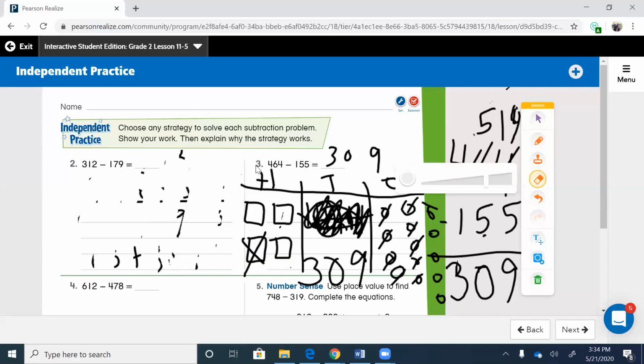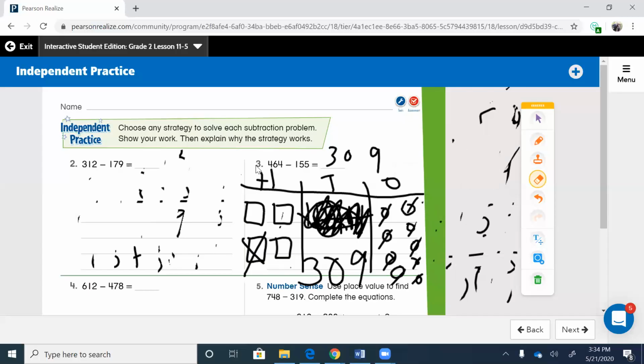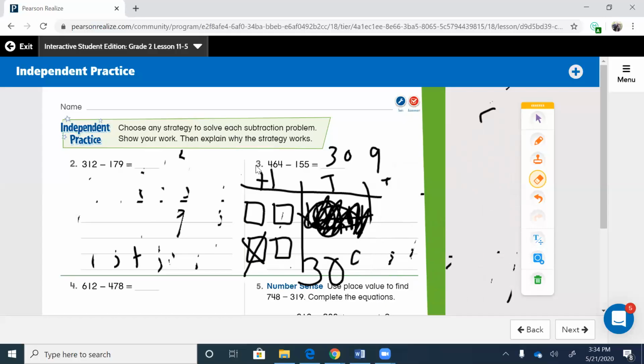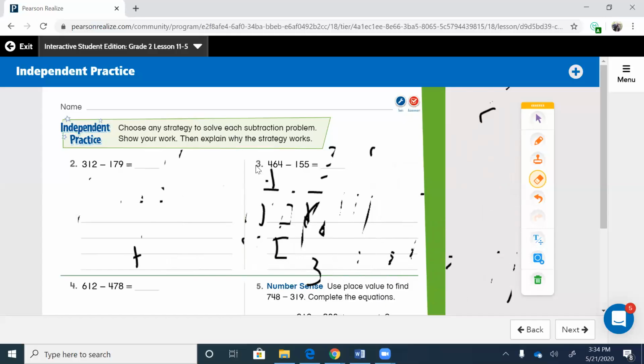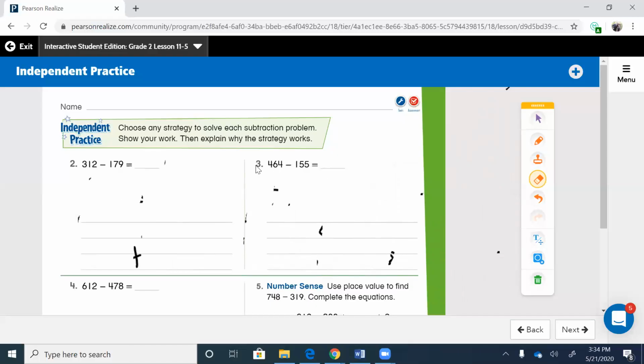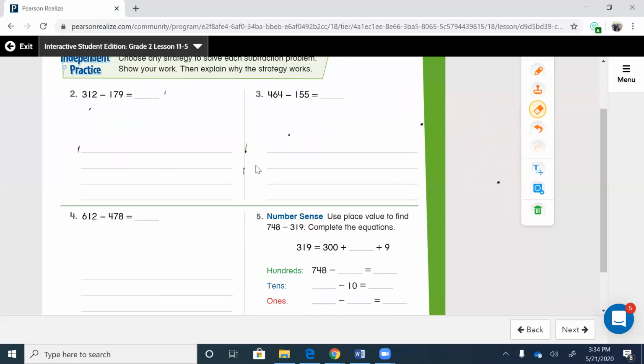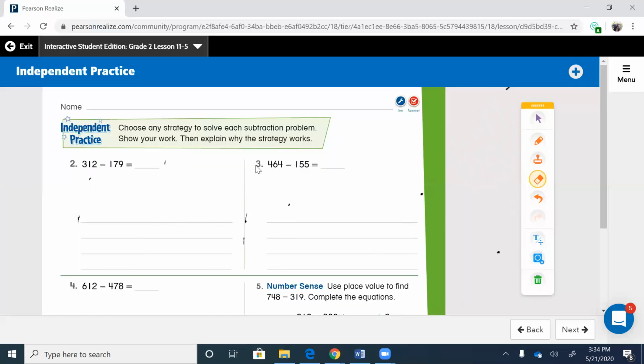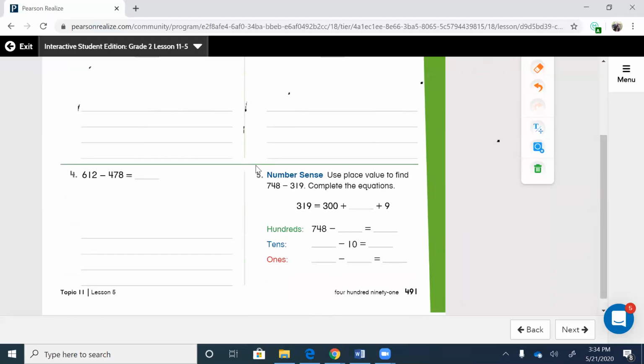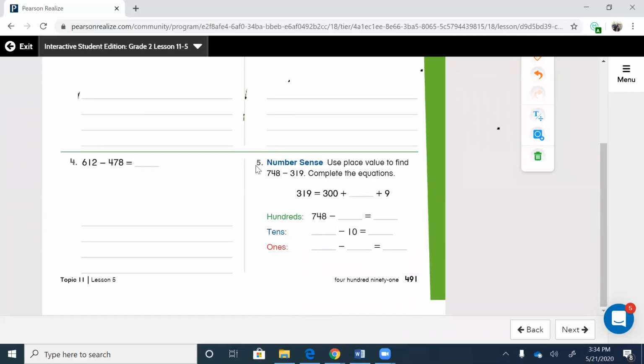All right, we're going to do one last one, and we'll be all finished with Math for Friday. Just please make sure that you're doing this with me with pencil and paper, because you're not just going to learn from watching. You learn most by doing. All right, let's do our last one. 612 minus 478.